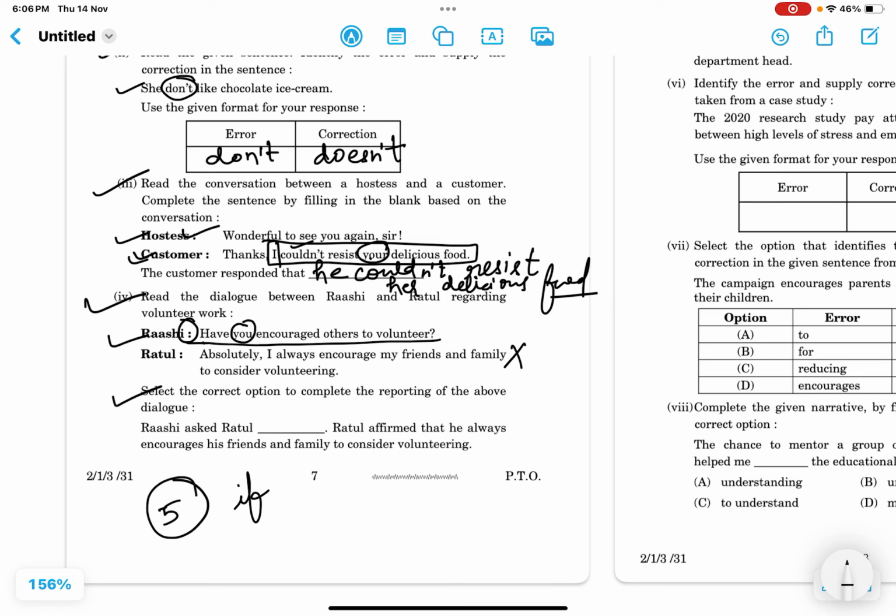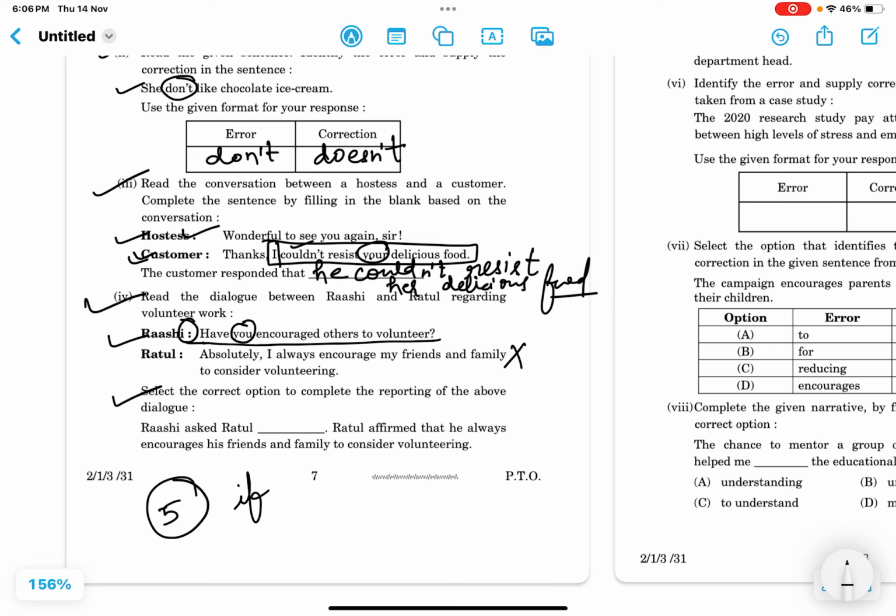Then we will solve the person. We will change the person first. "You" is the second person, changing according to Ratul, so "he." "Have" has changed into "had." So "if he had," and the rest of the sentence will remain the same: encouraged others to volunteer. So only these 3 things to change, and if we know how to change them, then we will get 1 mark for sure.